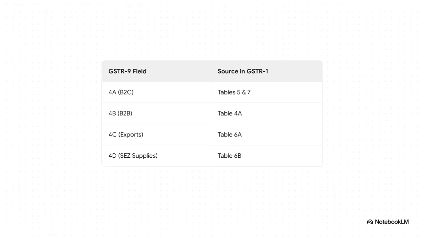So you might be wondering, where do these numbers come from? It's not magic. This is where you see how the sausage is made. Your GSTR-9 isn't just created out of thin air. Each field you see in Table 4 is pulled directly from specific tables in your monthly GSTR-1s. So your B2C sales in 4A, they come from Tables 5 and 7. Your B2B sales in 4B, they're pulled straight from Table 4A. It's really just a consolidation of the data you've already been filing all year long.